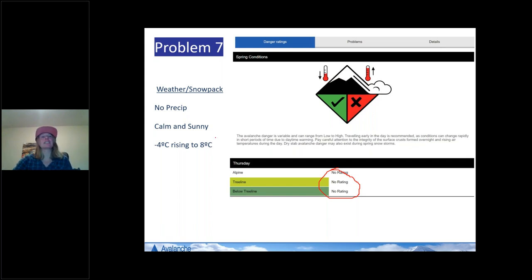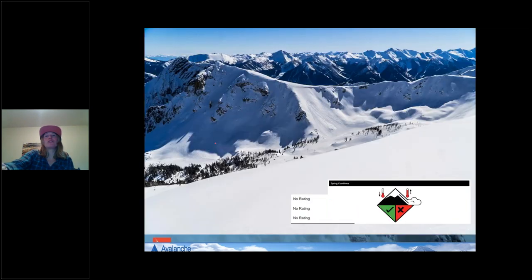So with these conditions, we know that it's rising to +8, but it's had a good overnight freeze, so we can expect it to be pretty good for the morning. And then as we're starting to warm up during the day, maybe we even want to bring a thermometer with us, but we can usually feel when it's getting pretty warm. We would want to approach the same piece of terrain where, let's say a month ago, it was 3 times low and we were riding everything.